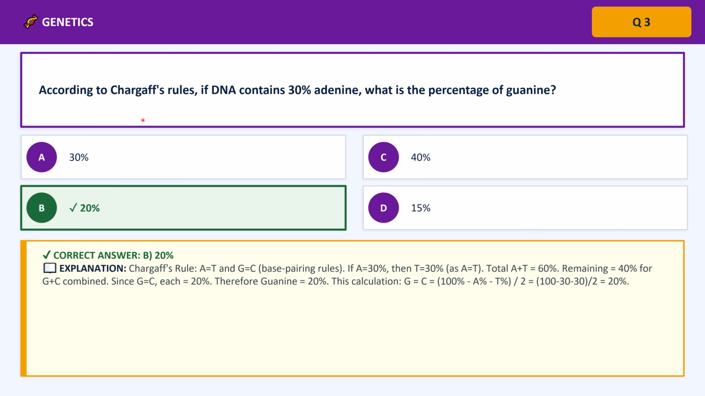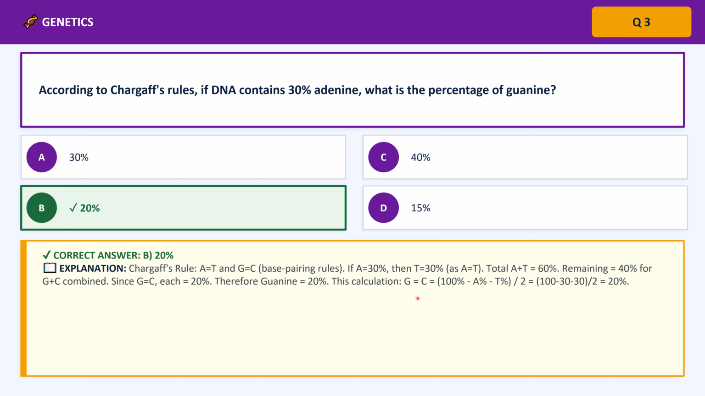Question 3. According to Chargaff's rule, if DNA contains 30% adenine, what is the percentage of guanine? It's option B, 20%. Explanation: Chargaff's rule, A is equal to T and G is equal to C base pairing rules. If A is equal to 30%, then T is equal to 30% as A is equal to T. Total A plus T is equal to 60%. Remaining 40% for guanine plus cytosine combined. Since guanine is equal to C, each 20%, therefore guanine is equal to 20%.